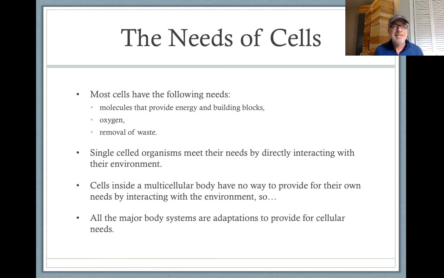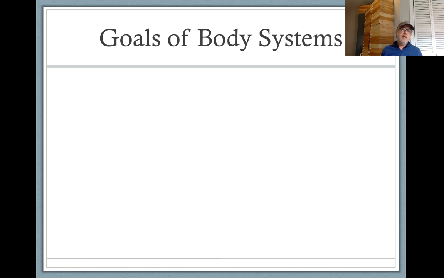So the body systems that we're going to be studying are all evolutionary adaptations to provide for cellular needs in a multicellular environment. We're going to study six, seven, eight, ten, I don't know what number it's going to be, but some large number of body systems. And each one has a goal. So here I'm going to ask you what the goal is of several representative systems. First, the digestive system. What's the goal of it?